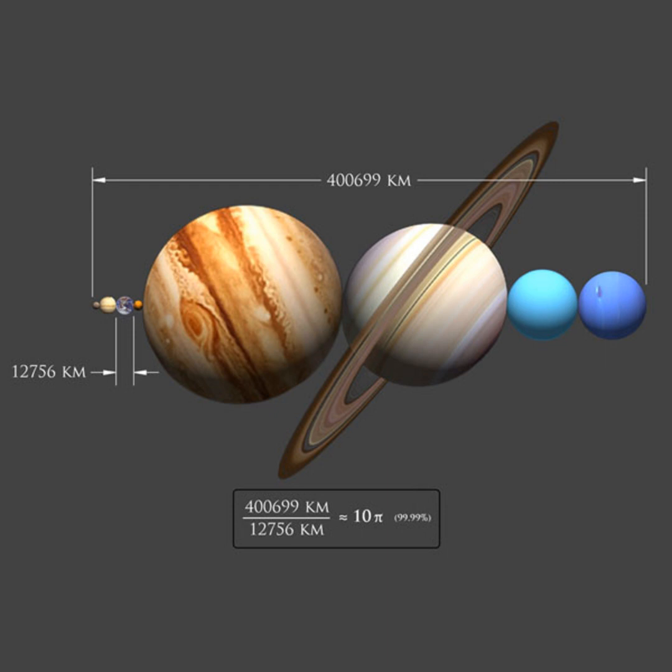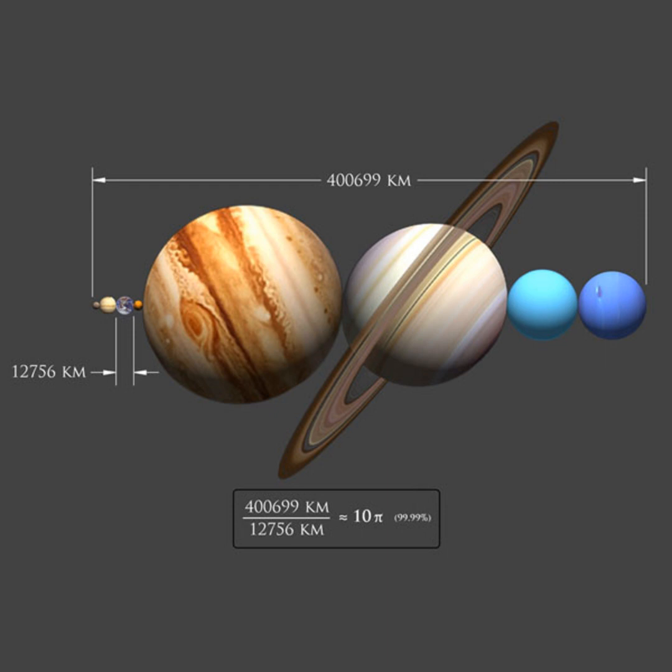I lined up all of the planets in our solar system and added up all of the mean equatorial diameters. And that ends up being the number at the top, 400,699 kilometers. And then I divided that by the diameter of the Earth, 12,756 kilometers. And the ratio is 10 pi to 99.99%.